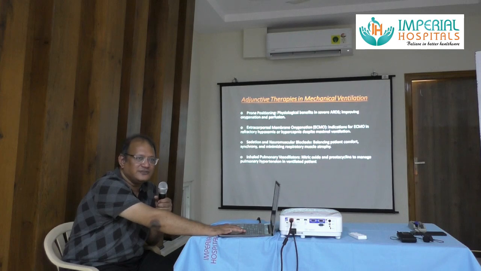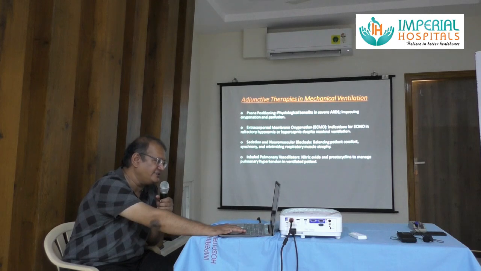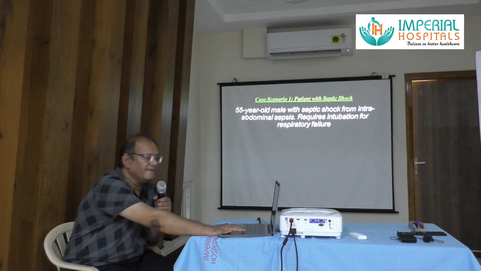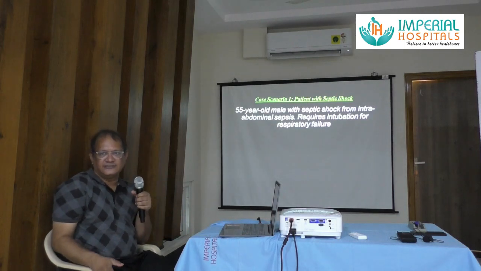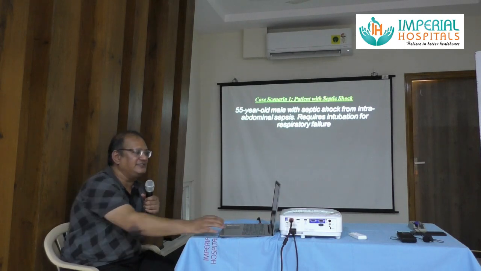again we do not have ECMO here, but for refractory hypoxemia or hypercapnia, you'll have to go for extracorporeal membrane oxygenation. Sedation, neuromuscular blockade to balance patient comfort, synchrony with the ventilator, and minimizing respiratory muscle atrophy. And inhaled pulmonary vasodilators like nitric oxide and prostacyclins to manage pulmonary hypertension in ventilated patients. So we'll go through a few case scenarios, especially cases we see regularly in the ICU.